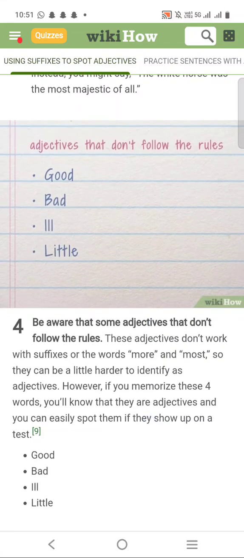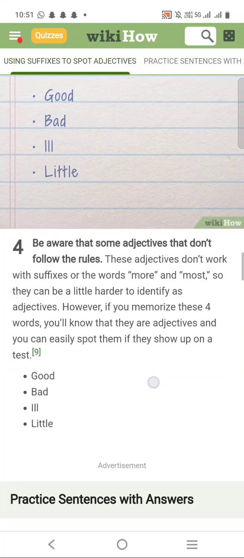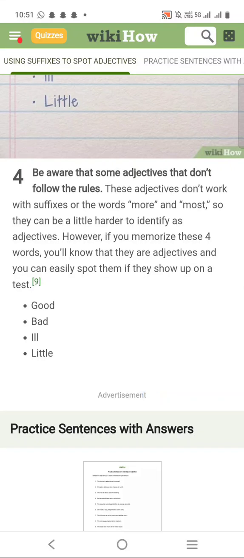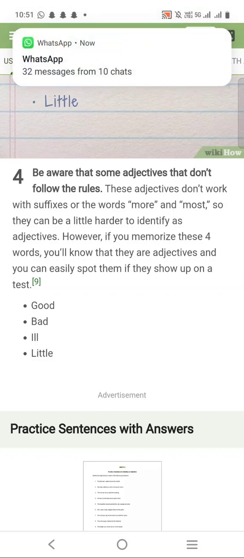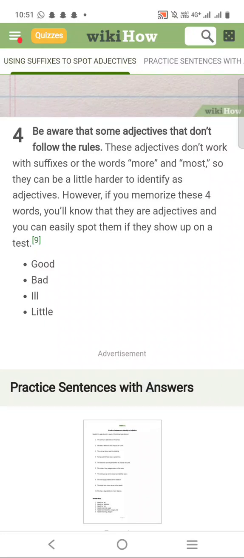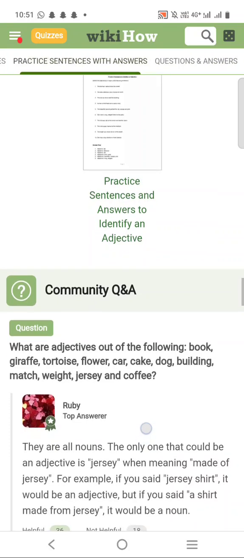Adjectives that don't follow the rules: good, bad, ill, little. Be aware that some adjectives don't follow the rules. These adjectives don't work with suffixes or the words more and most, so they can be a little harder to identify as adjectives. However, if you memorize these four words, you'll know that they are adjectives and you can easily spot them if they show up on a test: good, bad, ill, little.